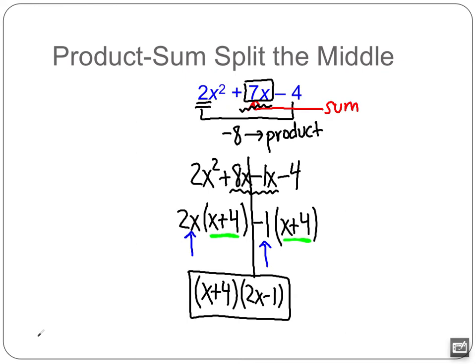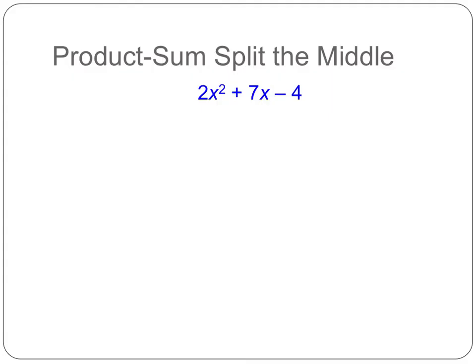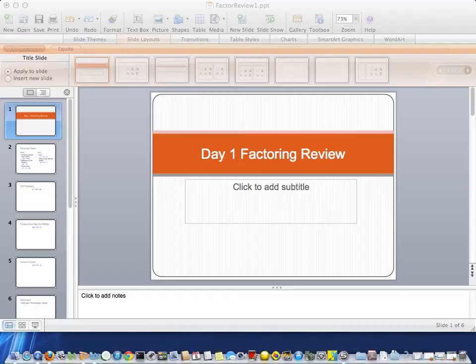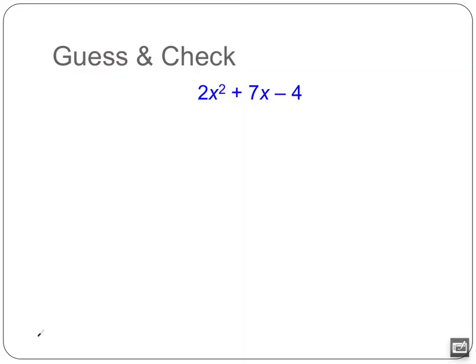Okay, we have one more example to do. We're going to do that same example using the guess and check method. Some of you have probably learned this before, some of you have not. So in order to do the guess and check method, you make a big X. These two parts, you need two terms that are going to multiply to 2x squared. The only two factors of 2 are 2 and 1, and then we have x and x. So 2x multiplied by 1x is going to give us 2x squared.